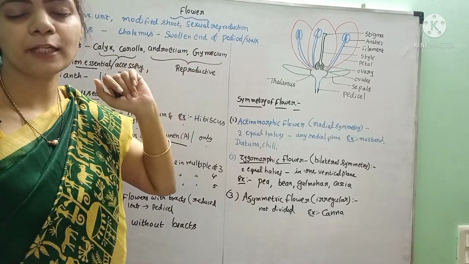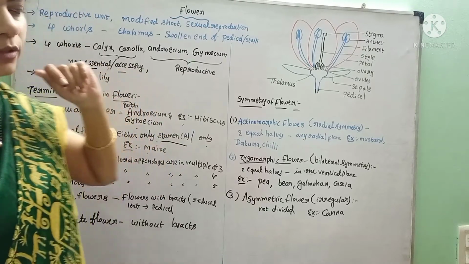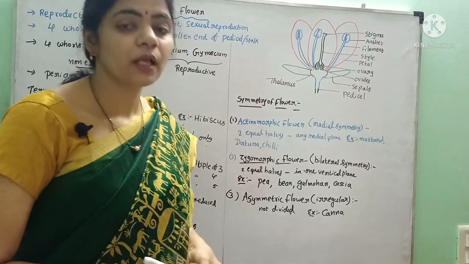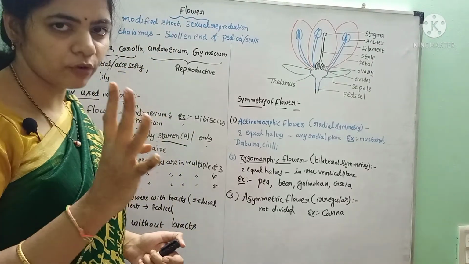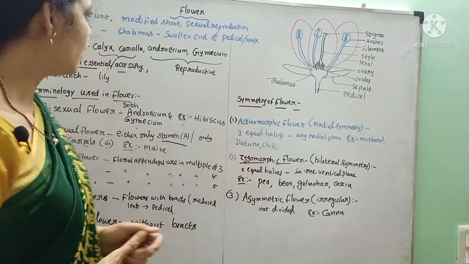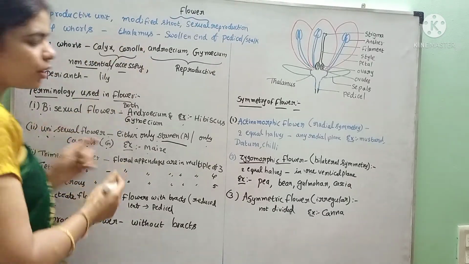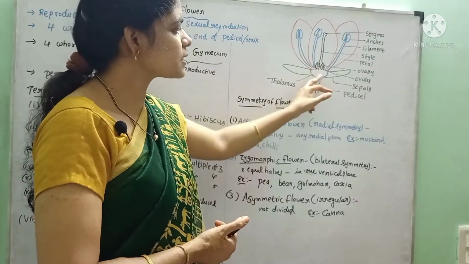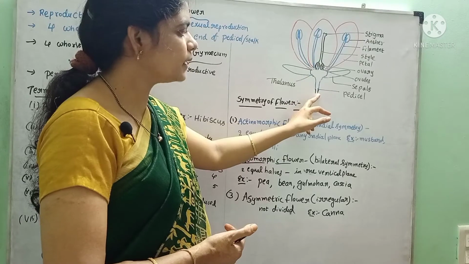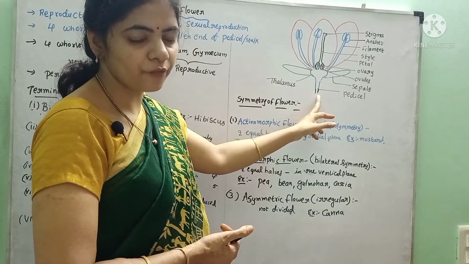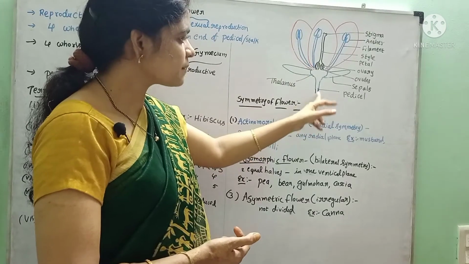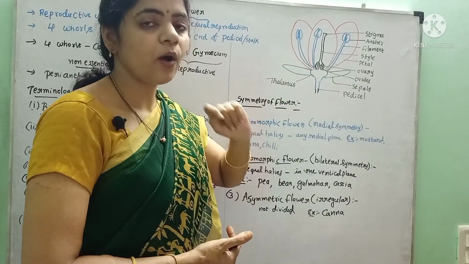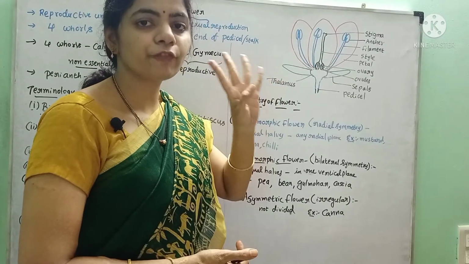This flower helps in the sexual reproduction in angiosperms. In this flower there are 4 whorls present. The flower parts are arranged in 4 whorls or 4 layers. All these 4 whorls are present on the thalamus. What is the thalamus? This is the thalamus. This thalamus is the swollen part present on the pedicel. Pedicel is nothing but the stalk of the flower. On this pedicel, the swollen structure is called the thalamus. On this thalamus only, all the floral parts are arranged in 4 whorls.